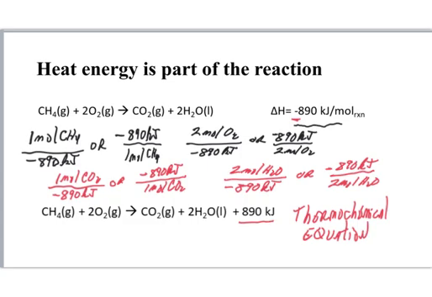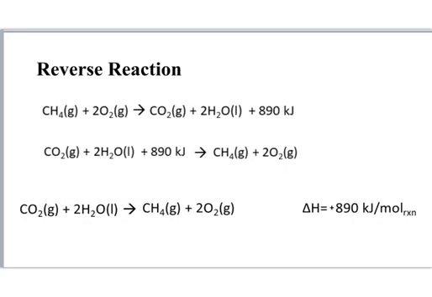All right, so let's look at some things we can do with these thermochemical equations. If I take a reaction and flip it, so here I have our original combustion reaction where heat is a product, so this is an exothermic reaction. And I just reverse the reaction. I flip it around. The products are now the reactants, and the reactants are now the products. So what happens is the heat switches. Now the heat is a reactant, and this becomes an endothermic reaction.